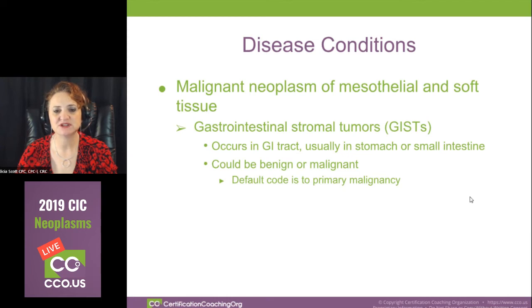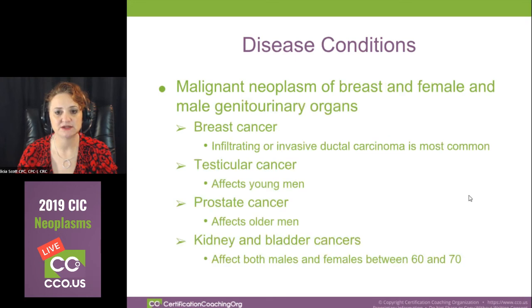Let's see, moving on, gastrointestinal stromal tumors, which are GISTs. This is cancer that develops in the digestive tract, that is in the stomach or the small intestine, not the large intestine, the small intestine, because that is a different type of tissue than the large intestine. The absorption of our nutrients is all done in the small intestine, if you didn't know that. It can be benign or malignant, and you always code to primary malignancy when you have this type of cancer.